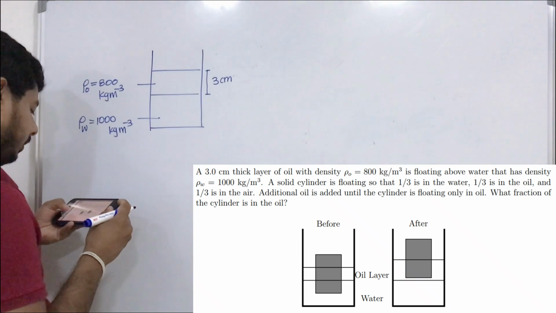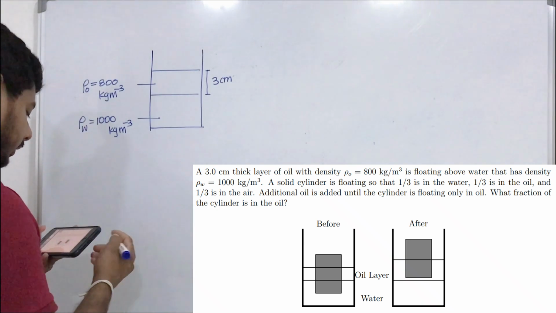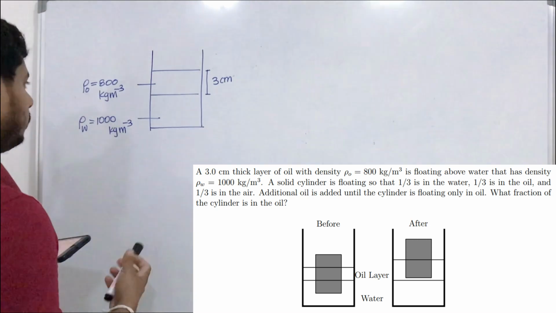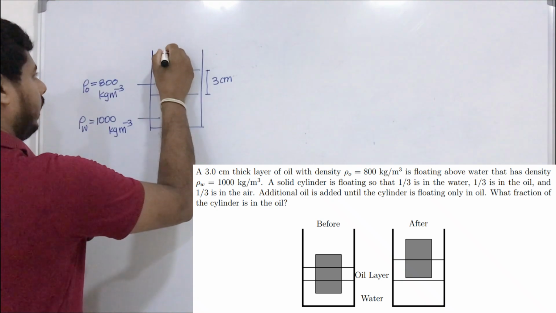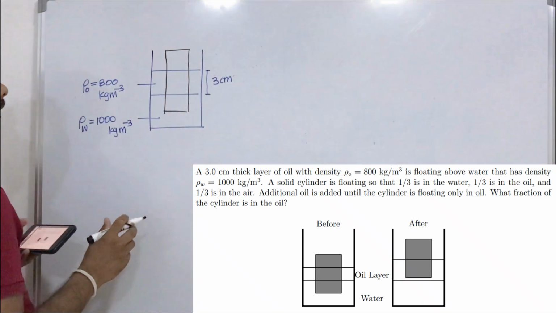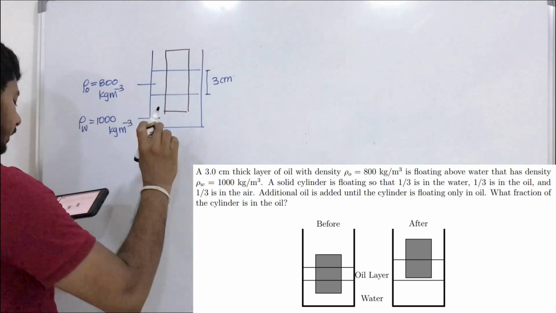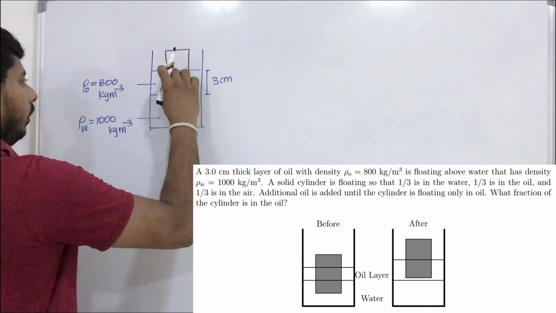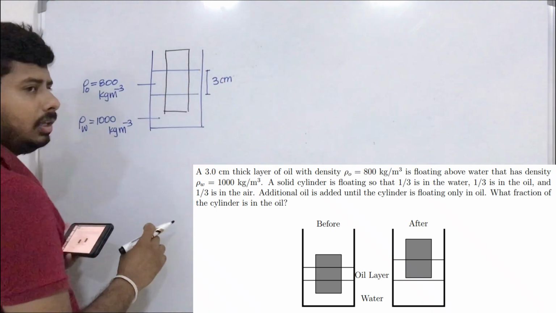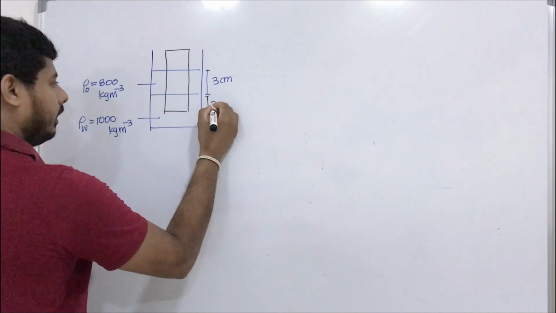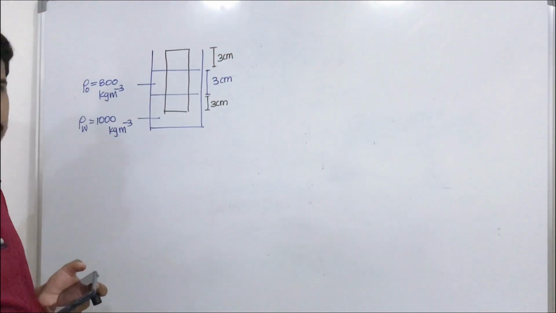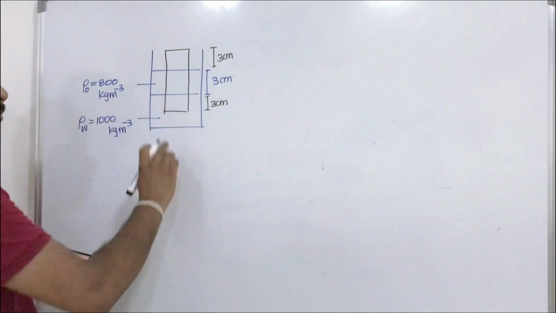Now it is said that a solid cylinder is floating so that 1/3 is in water, 1/3 is in oil, and 1/3 is in air. The solid cylinder which is floating like this is a uniform cylinder. So it is floating in both these liquids. 1/3 of the total height is immersed in oil, 1/3 in water, and 1/3 in air. That means all these three lengths must be the same, so this length is also 3 centimeters, and this length also must be 3 centimeters. So this is a solid cylinder of total 9 centimeters height. The first part data is done.